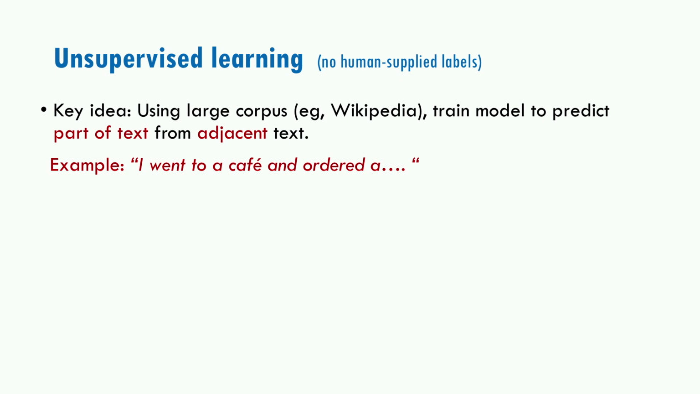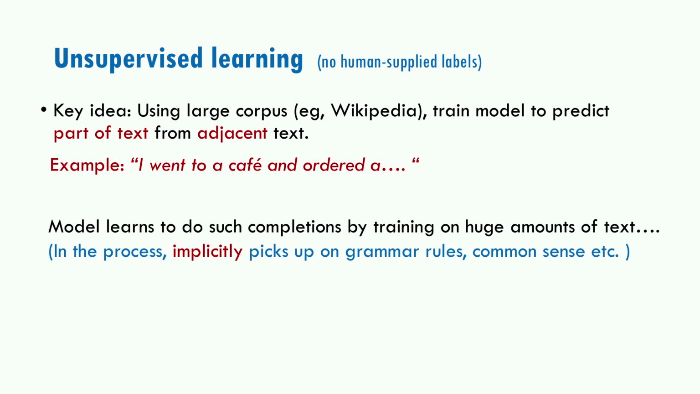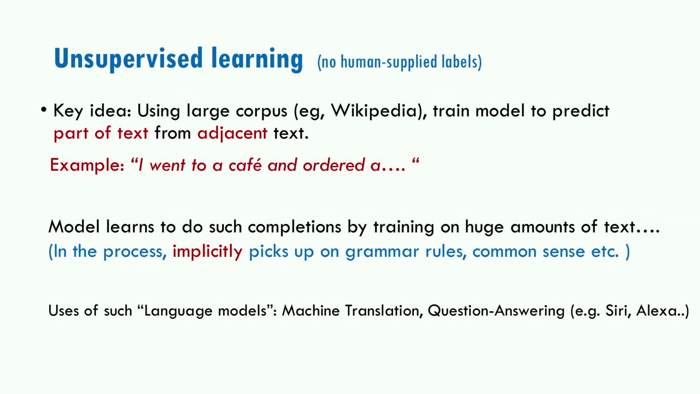So the example sentence: I went to a cafe and ordered blank. Now, a reasonable completion could be coffee or croissant, and puppy would not be a reasonable completion. So the idea is going to be to train a model to learn to do such completions using a huge amount of text. And in the process, if your model learns to do this, it must implicitly pick up on grammar, that the next thing is going to be a noun, common sense, that you don't order a puppy at a cafe, etc. Right? And this is called unsupervised, but the way to think about it is that the supervision is in the data. There's a ton of data that humans produce for some other purpose in Wikipedia, and you're using that to train the machine. It's a very powerful paradigm. And these language models are used, as you can imagine, in machine translation, question answering, et cetera.